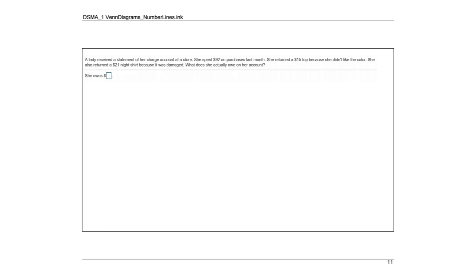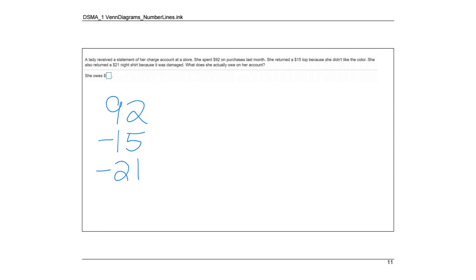Let's see what we've got here. A lady received a statement of her charge account at a store. She spent $92 on purchases last month. She returned a $15 top because she didn't like the color. So she got $15 back. She also returned a $21 nightshirt because it was damaged. What does she actually owe on her account?